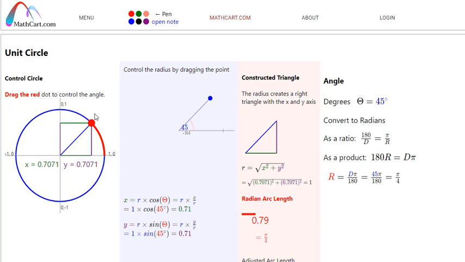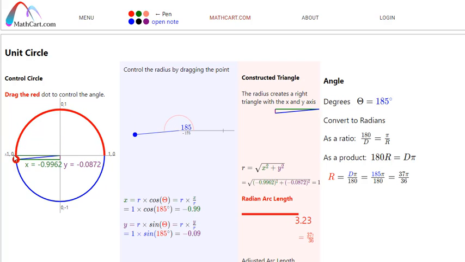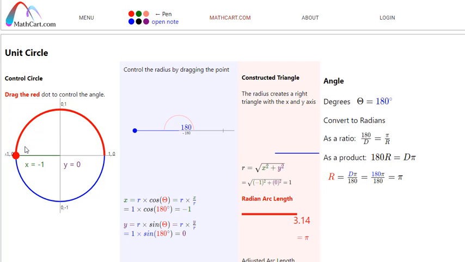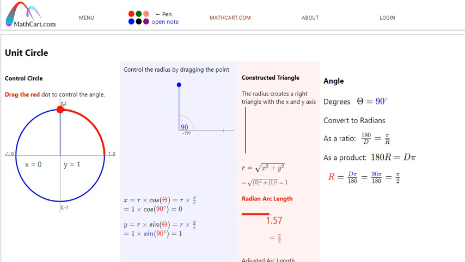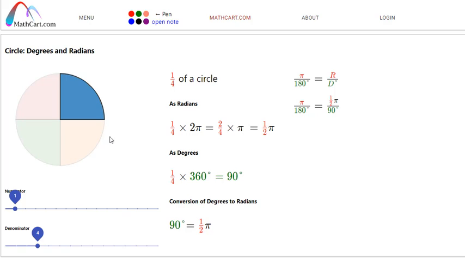If I go halfway around the circle, how far do you think I went? If all the way around the circle is 2 pi, how far halfway around the circle? 1 pi. 1 pi, okay. And if I go a quarter of a circle, then that would be 1/4 times 2 pi, which I can calculate.